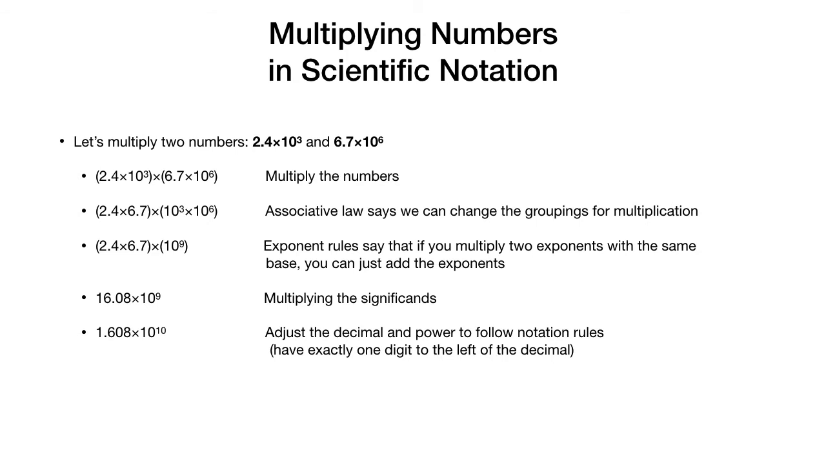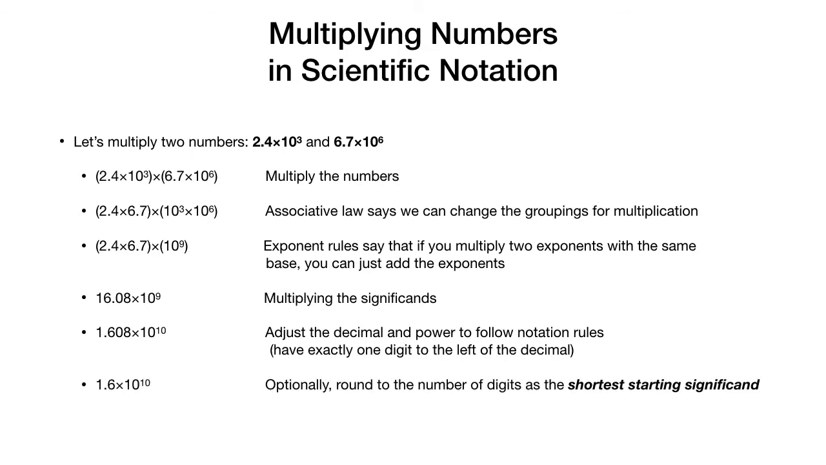So one other thing we can do, and this will make more sense when we talk about significant digits, is that we can also round this. And if you round numbers after multiplying them in scientific notation, you round to the number of digits of the shortest starting significand. In this case, both our significands had two digits. So 2.4 and 6.7 were our significands. And so the shortest one had two digits. So our final answer has two digits.